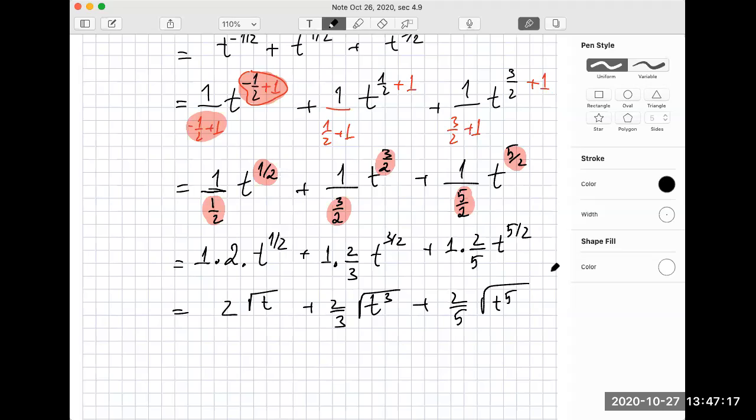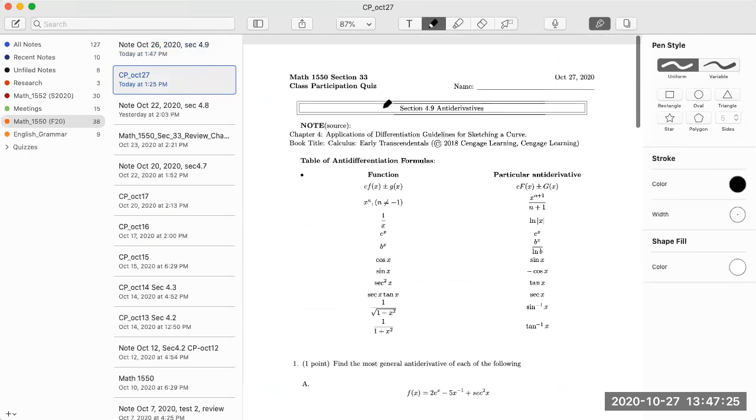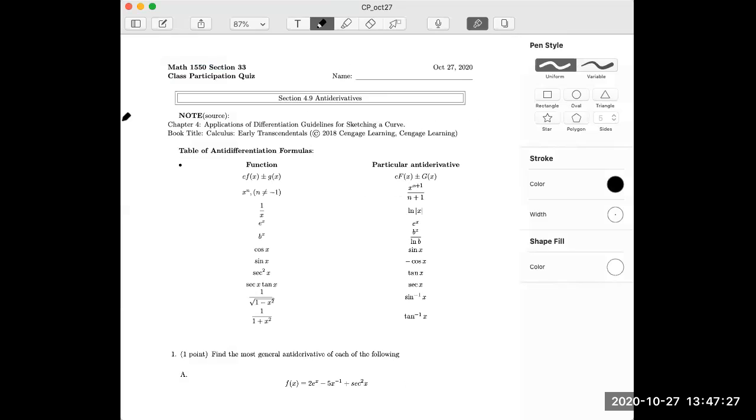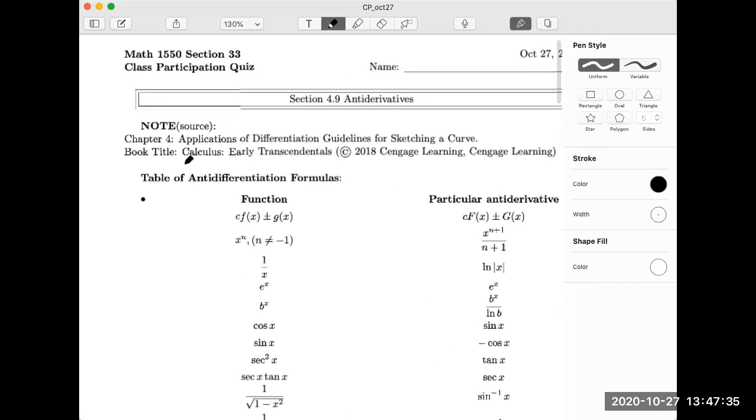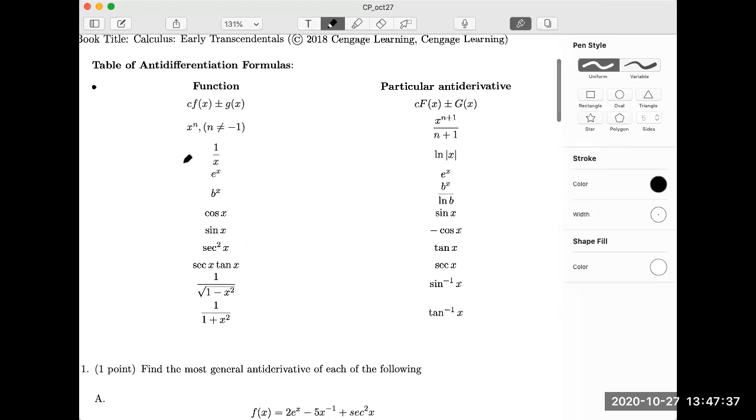So now let us move on to the notes I uploaded on Moodle. Here is the table. Can you see it clearly?